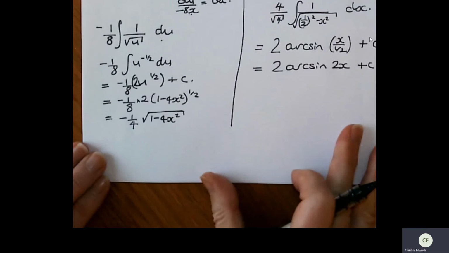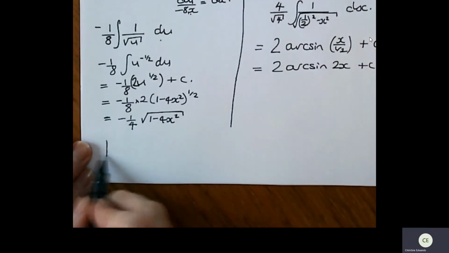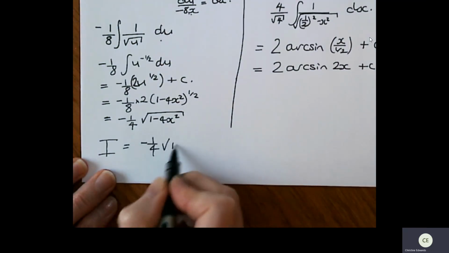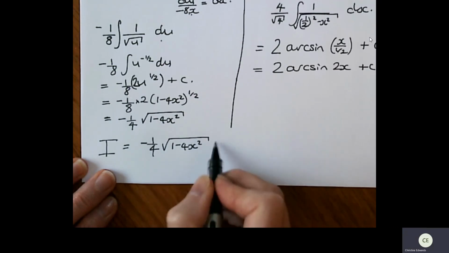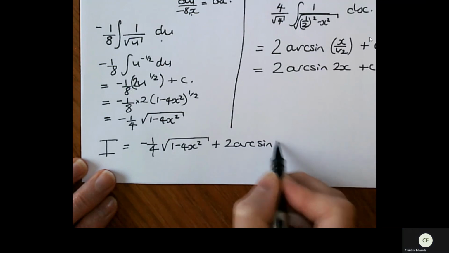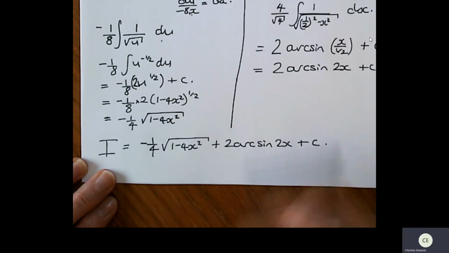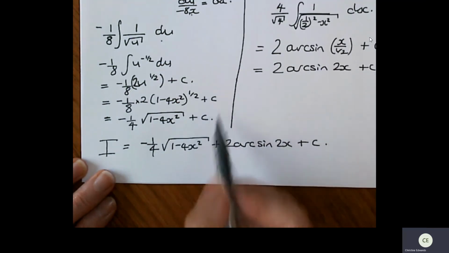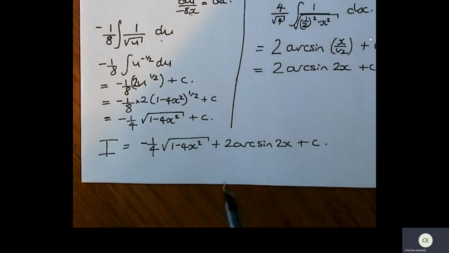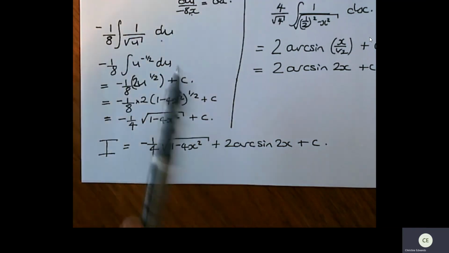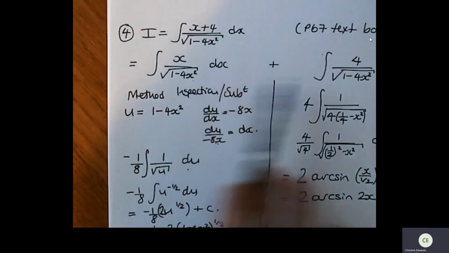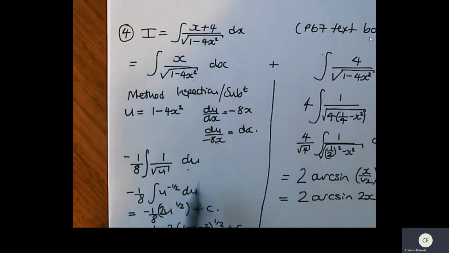Now, I've got 2 results which need to be put back together to give my final answer. So my integral is going to be minus 1 quarter square root of 1 minus 4x squared plus 2 arc sine 2x plus the constant of integration. I wrote it there. I could have written it here as I was carrying on down the page, but I only actually need the 1 combined constant of integration there. So that's my overall result for an integration where I'm required to split the fraction into 2 parts, and invariably the 2 parts have a different method of integration.